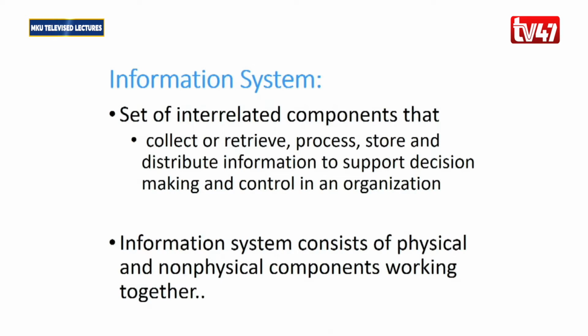And that's why we talk of an IS, or information system, as basically a set of interrelated components working together. These components can be in the form of computer hardware, computer software, or even human beings, all of them working together to achieve a common organizational goal.